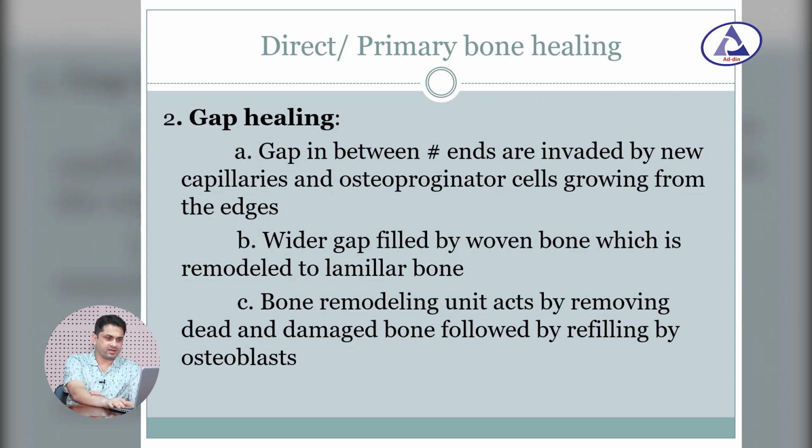And in case of gap healing, the gap between fracture ends is invaded by new capillaries and osteoprogenitors growing from the edge. A wider gap is filled by woven bone, which is remodeled to laminar bone. Here woven bone is formed followed by laminar bone. The bone remodeling unit acts by removing dead and damaged bone followed by refilling by osteoblasts. Osteoblasts are the bone forming cells and osteoclasts are the bone engulfing cells.